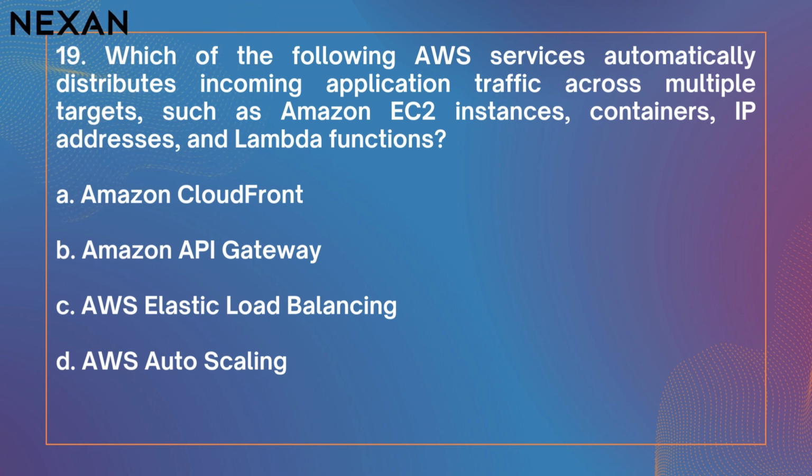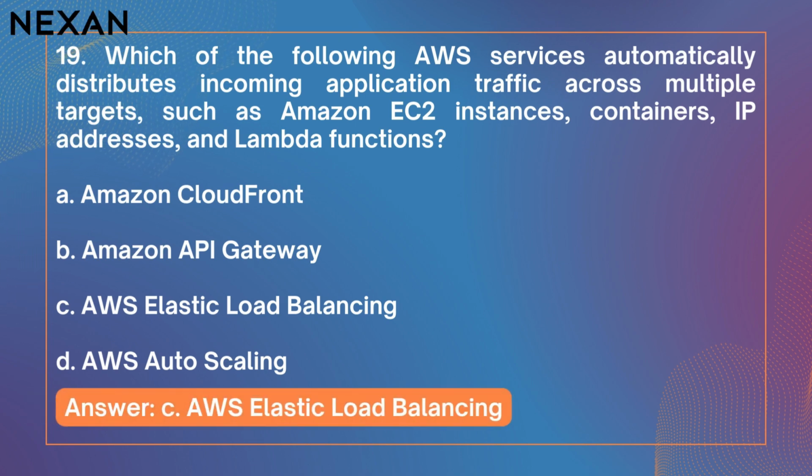A. Amazon CloudFront. B. Amazon API Gateway. C. AWS Elastic Load Balancing. D. AWS Autoscaling. Answer C. AWS Elastic Load Balancing.